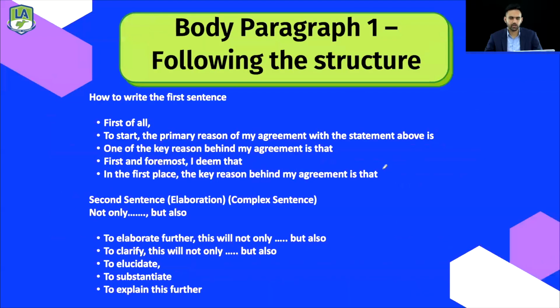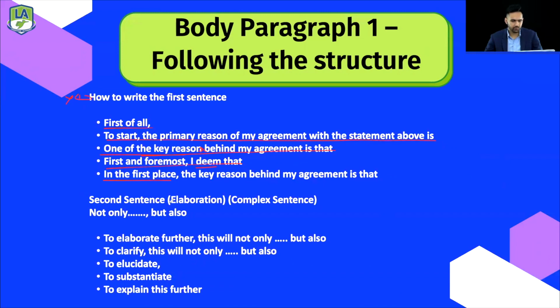Now comes your body paragraph. How do we write body paragraph? One, we have to start our reasoning and we have to open up our ideas. You can say, first of all, to start, the primary reason of my agreement with the statement above, one of the key reasons behind my agreement is that, first and foremost, I deem that, means I believe that, or I am in preference of, in the first place. So this is your opening statement where you will present your idea.